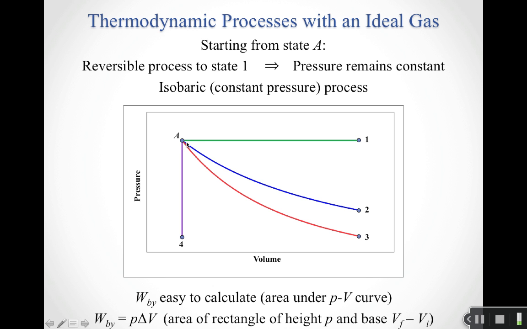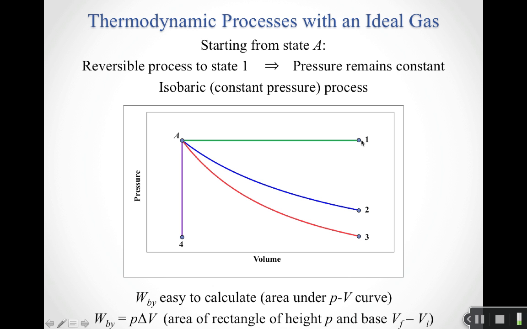I'm obviously doing that at a constant pressure because I'm moving along a horizontal line. So this is an isobaric or constant pressure process. And again, what's nice about an isobaric process is the work done by the gas is easy to calculate. It's simply the area under the PV curve. So the work done by the gas would be positive as it expands and would be given by a rectangle that has this height, whatever the pressure value is, and this delta V, so whatever the volume of the expansion is.